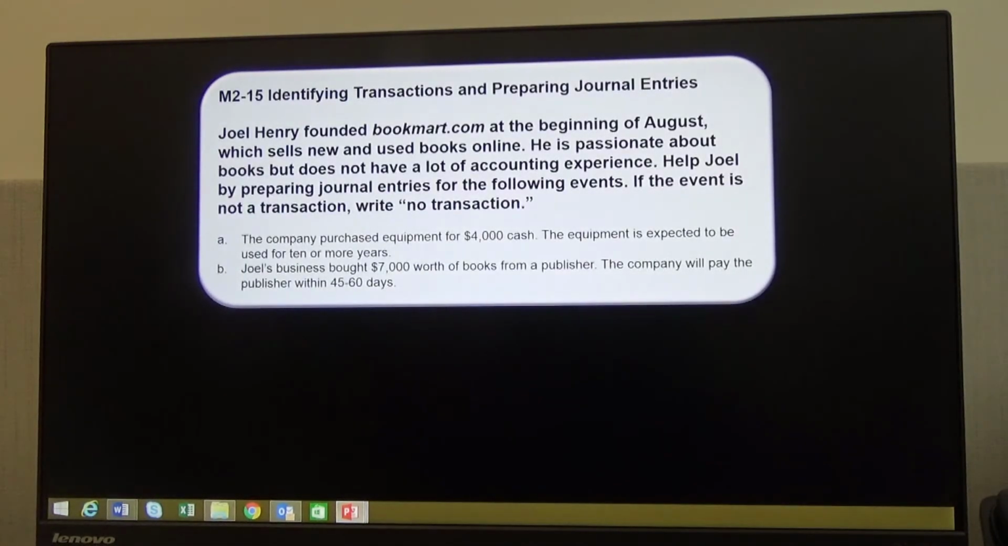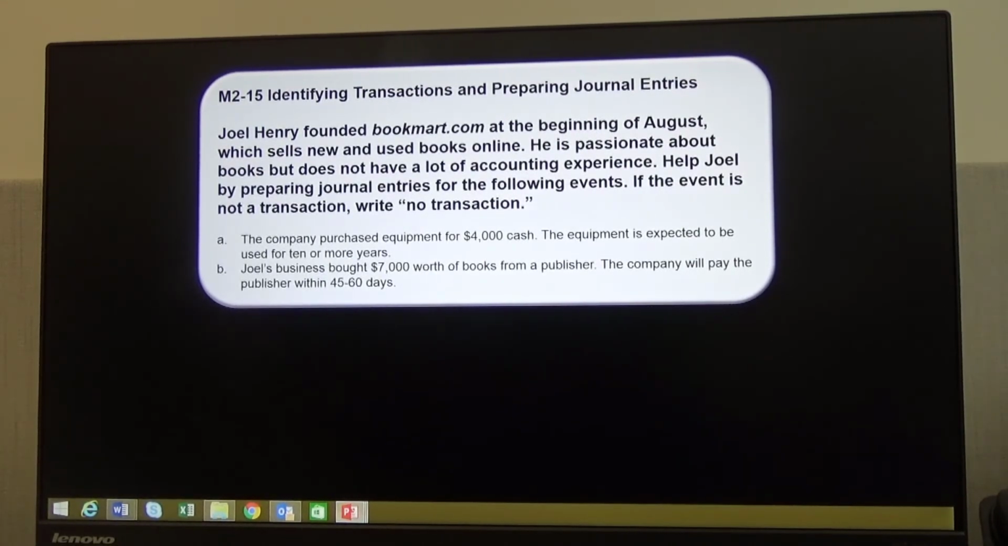Okay, here's another one. Joel Henry founded bookmark.com at the beginning of August. The journal entries were again looking at these transactions or these activities and determining whether they are accounting transactions. And if they are, we make the journal entry. And if they're not, we write no transaction.